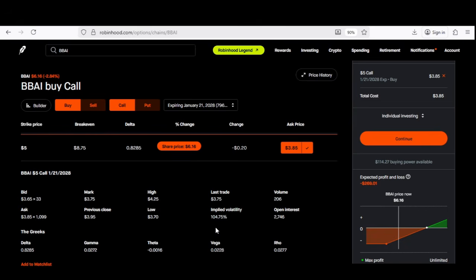Now, the other extreme is any IV above 100%. Above 100% all the way up, it tells you that the stock is extremely volatile and the price could have swings at any point in time. So BBAI is just right around that 100 IV, so I'm comfortable with that.